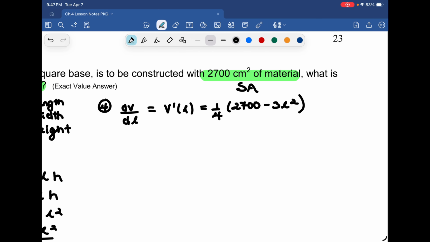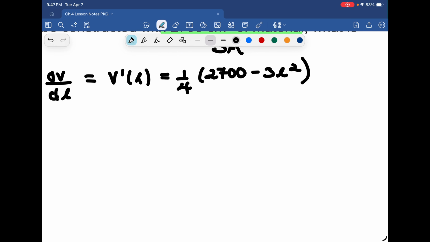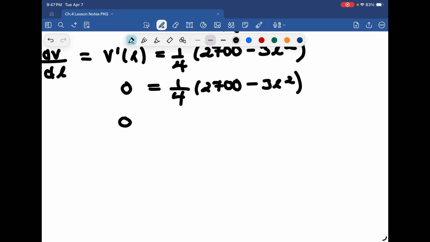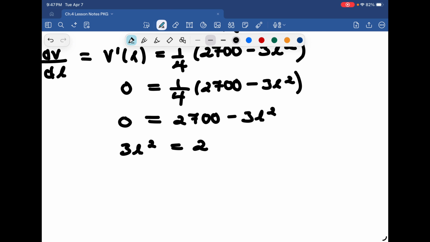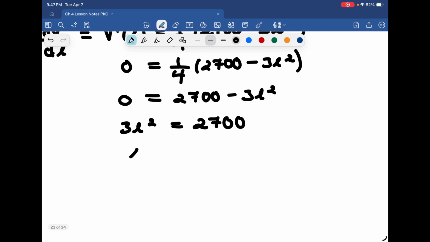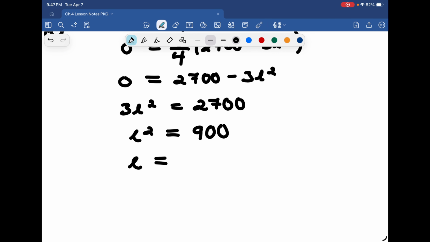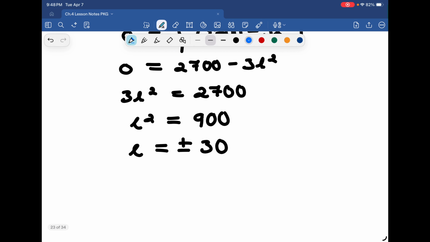Perfect. Okay, now from here, we set our derivative to 0. So V prime of L is equal to 0, which is 1/4 in the bracket 2,700 minus 3L squared. If I multiply by 4, the other side is just 0. So 0 equals 2,700 minus 3L squared. I bring the 3L squared to the other side, which equals 2,700. I divide both sides by 3, giving me L squared equals 900, and therefore length equals plus or minus 30.